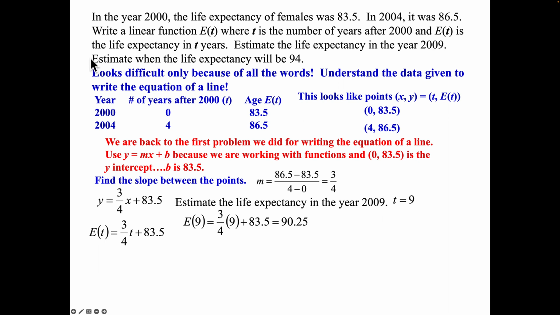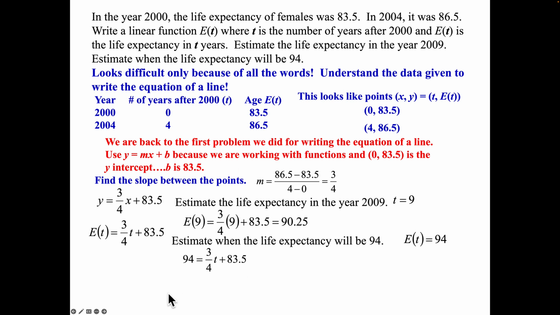Second thing they asked us is estimate when the life expectancy will be 94. Okay, so 94 is the e of t. So now 94 is equal to 3/4 t plus 83.5. And now solve for t. Okay, subtract over 83.5. Calculator told me 10.5. How do I divide by 3/4?